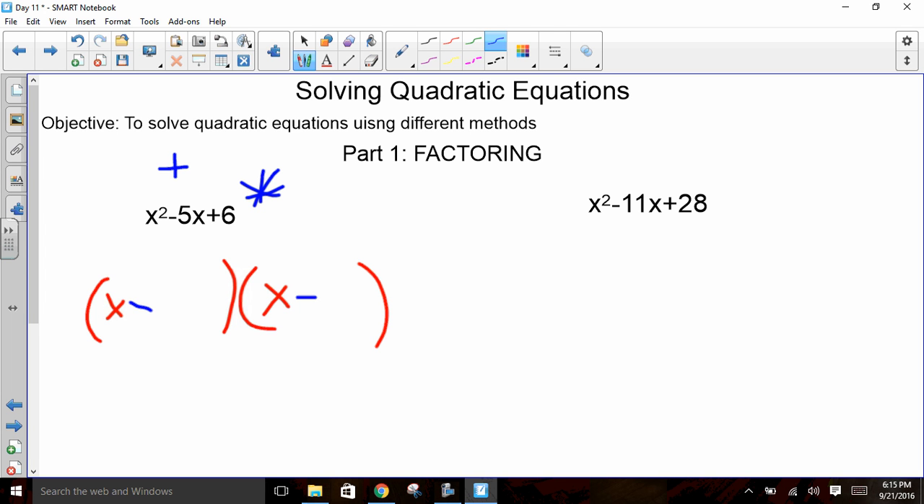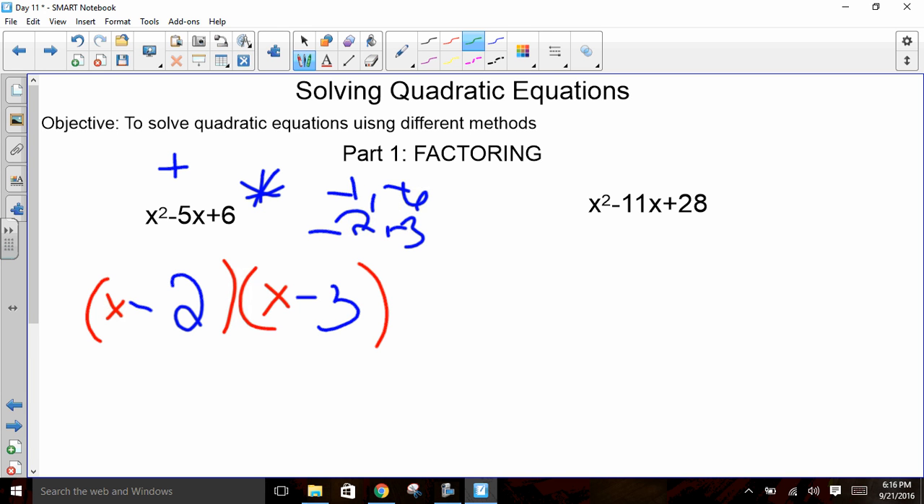Next thing is I want to think of what multiplies into 6. What are my factors of 6? Well, we got 1 and 6. We got 2 and 3. Will negative 1 minus 6 give me negative 5? No, it will not. It gives me negative 7. Does negative 2 minus 3 give me negative 5? You're correct. It does. So I'm going to have x minus 2 and x minus 3 be my values in my sets of parentheses.